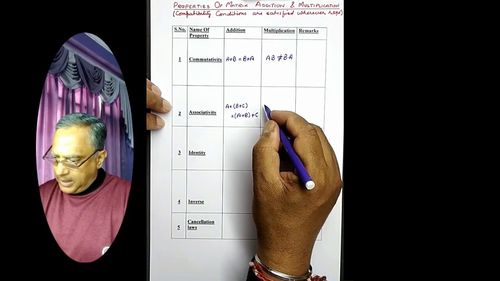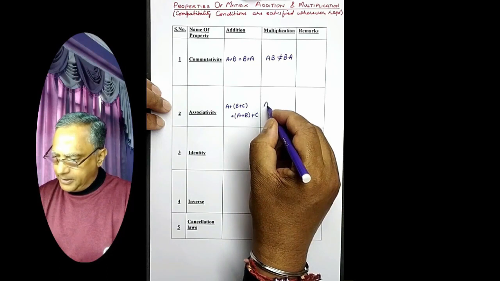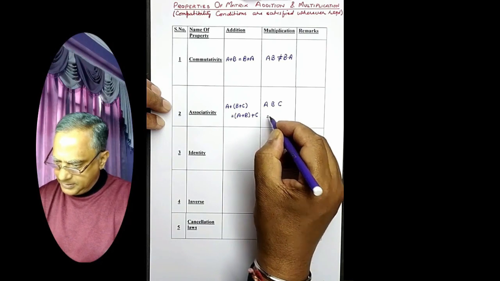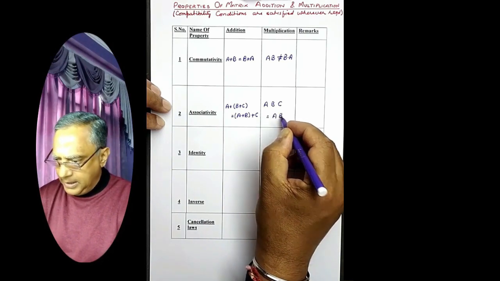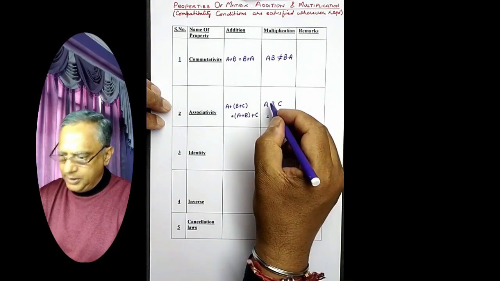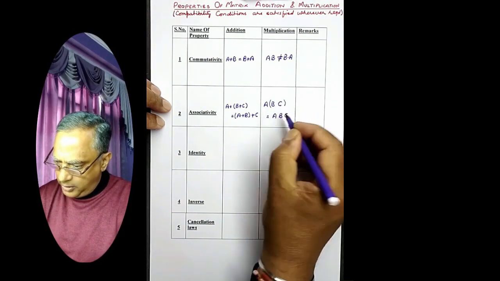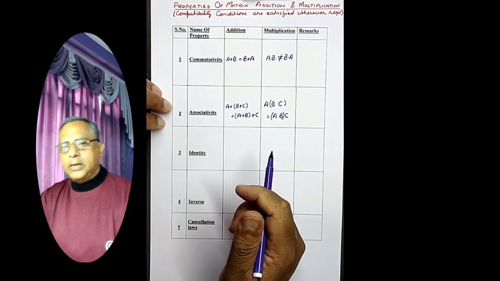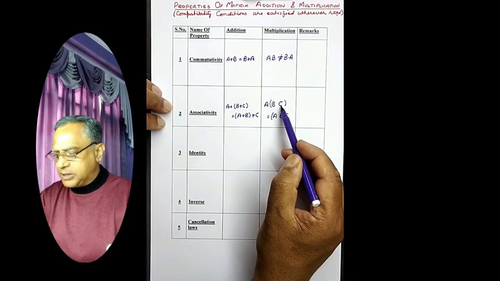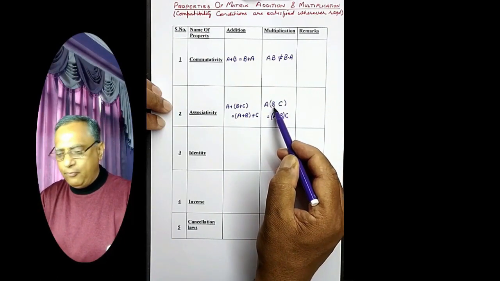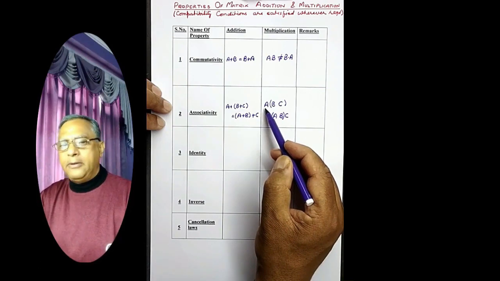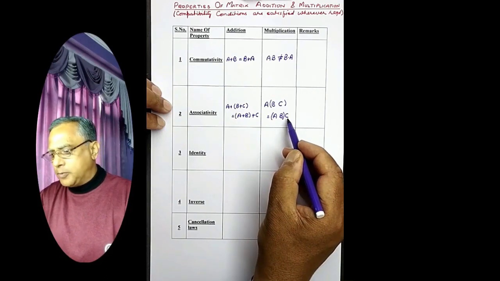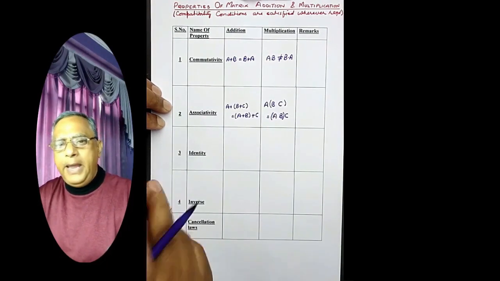Next is associativity of multiplication. Matrix multiplication. A, B, C is equal to A, B, C. Now, if we put these two in one bracket and these two in one bracket, the result will be the same. That is, if you first find multiplication of B with C and then pre-multiply it with A, or if you find AB and post-multiply it with C, the result will be the same.